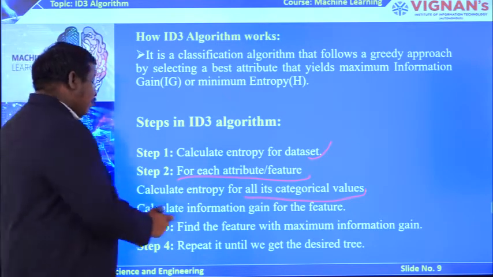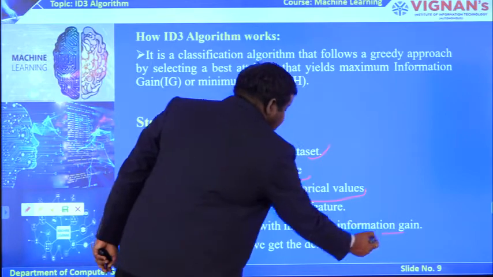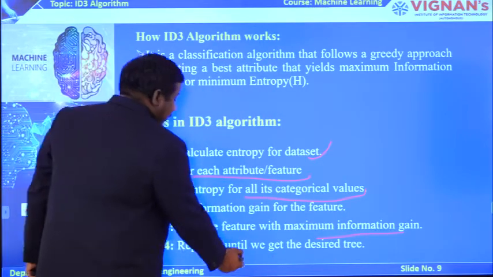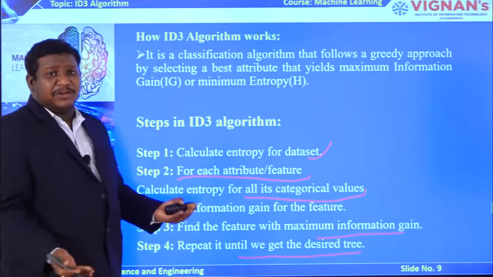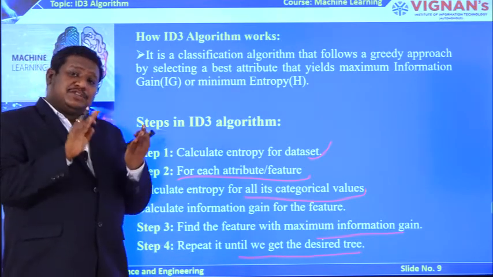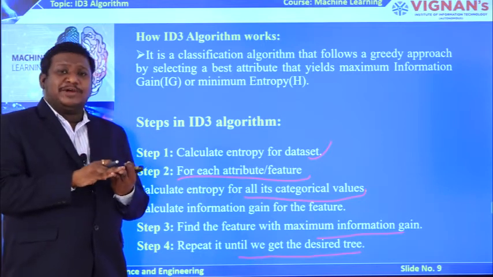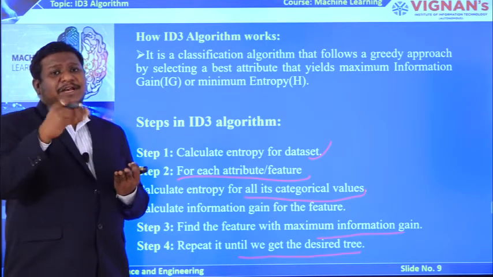Then step 3, find the feature with maximum information gain, and step 4, repeat it until we get the desired tree. So that is the simple thing I told you just now. First we need to identify the data set, then we are going to apply the entropy value on each attribute.